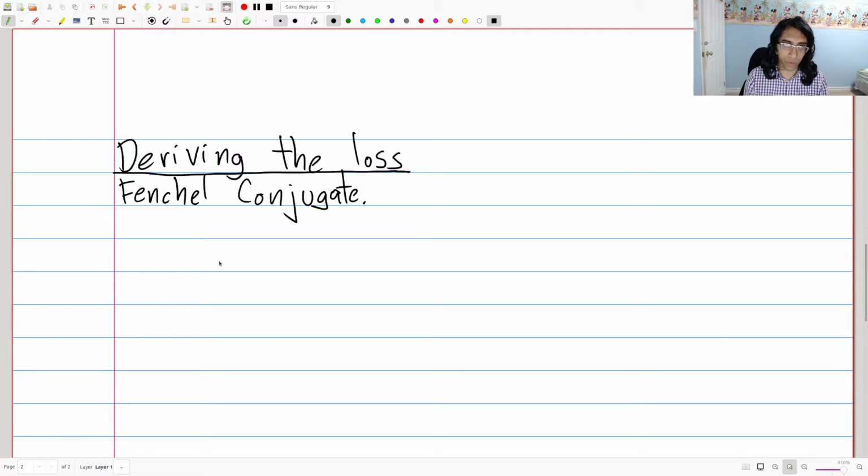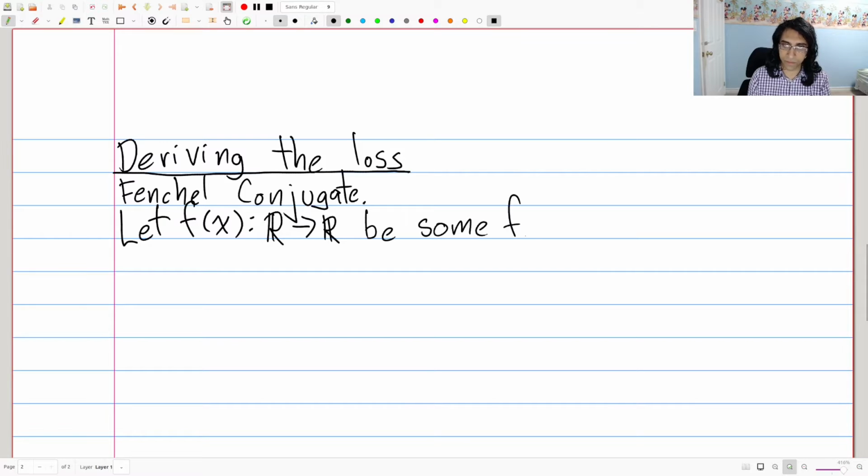And what is the Fenchel conjugate? This might seem a little bit unmotivated for now, but we'll see later how it's quite useful. So let f be some function from R to R. You can consider multivariate versions of this, but we're just going to focus on a one-dimensional problem for now. One-dimensional function. Let this be some function.